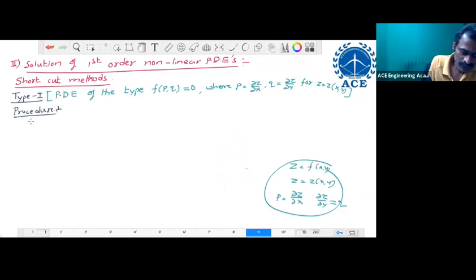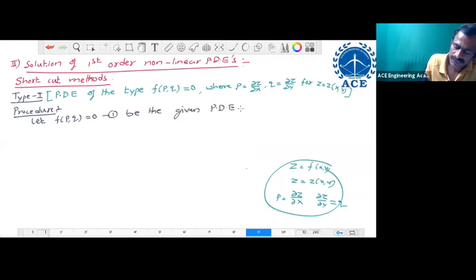Solution procedure. Let f of p comma q equal to 0, equation 1, be the given first order non-linear partial differential equation. That is, the differential equation should contain only p and q, only derivatives. It should not contain the variables x, y, z. This type of equation comes under type 1.